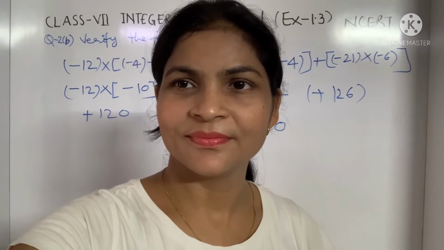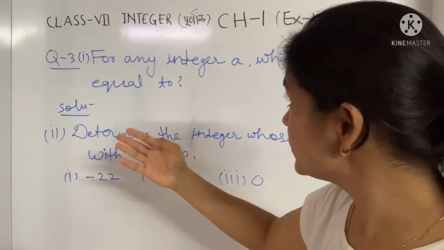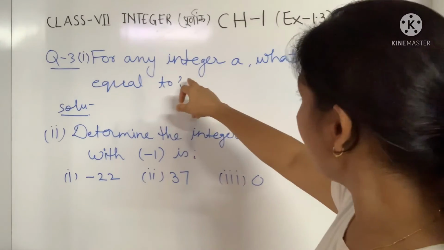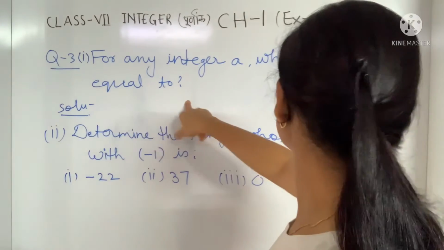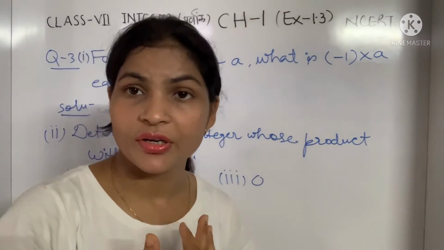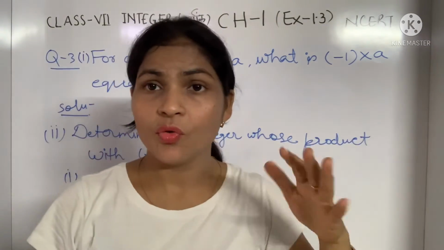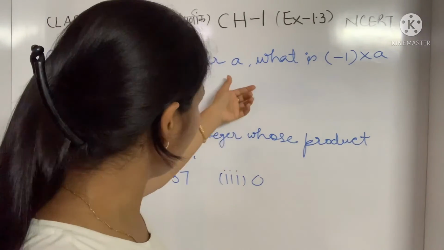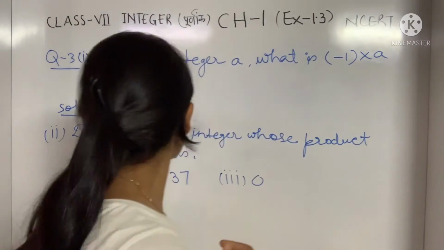In this question we have to see these two types of problem. So see question number 3. First part is, for any integer a, what is minus 1 multiplied by a is equals to. That means we have to understand this problem, what he wanted to say. For any integer a, a is any one integer. For any integer a, what is minus of 1 multiplied by a is equals to.